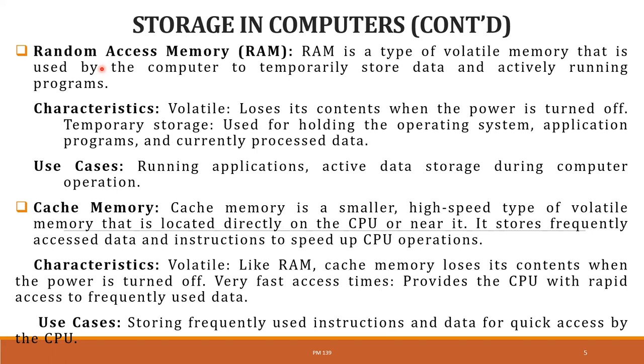To know the characteristics of the random access memory, the key point here is volatile. As I keep reiterating, I'm going over it again. Volatile in the sense that it loses its contents when the power is turned off. Temporary storage, used for holding the operating system, application program, and currently processed data. So that is the temporary storage for this particular one.